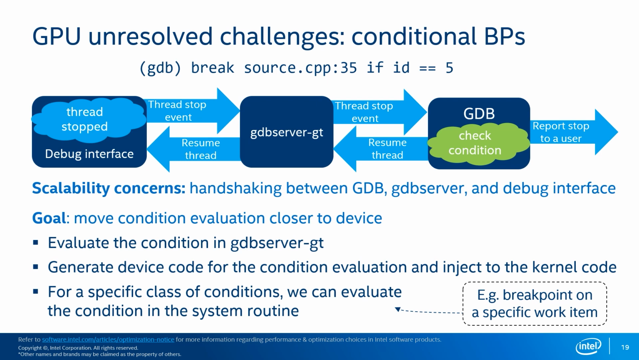The second option is to generate a device code for the condition evaluation and then inject it into the kernel code. Thus, the debug interface will report only threads for which the condition is true. The third approach is less flexible than the second one, but might be easier to implement. For a specific class of conditions, for example, for a breakpoint on a specific work item, we could add a parameterized condition evaluation to the system routine. If the condition is unmet, then the system routine resumes the thread, and only threads for which the condition is true are reported to the GDB server.